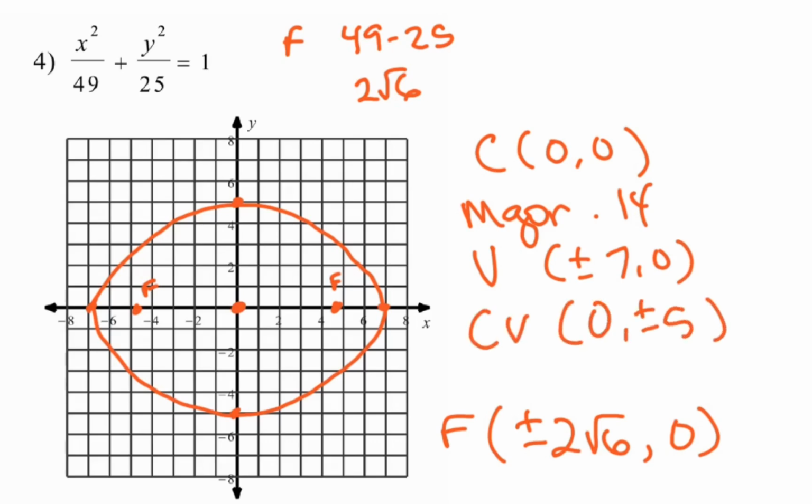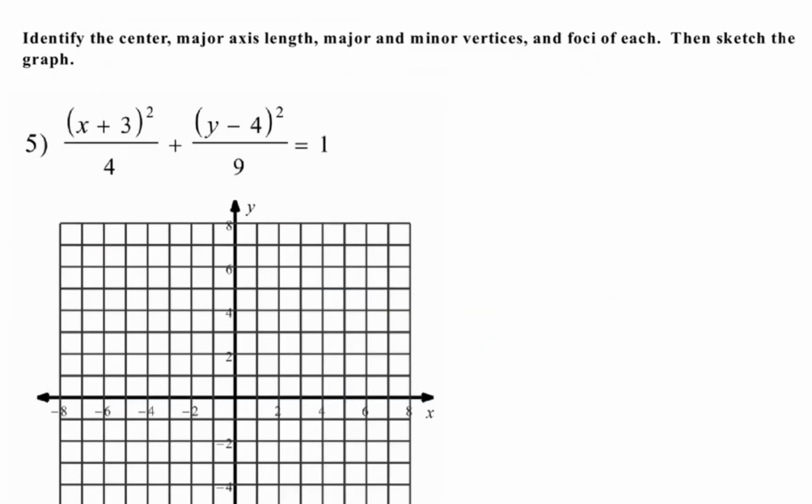Okay, the next example, now we have some translations going on. So what's going to happen this time is my center is going to move. My center is going to be at -3, +4. So remember how the signs work when you're doing something like that. I'm going to go to -3, +4, and that's going to be the center of my ellipse.